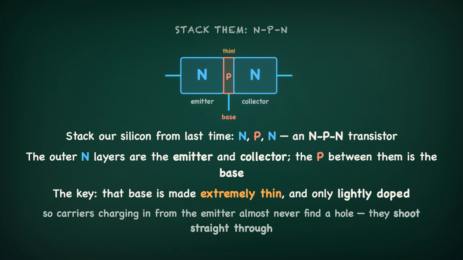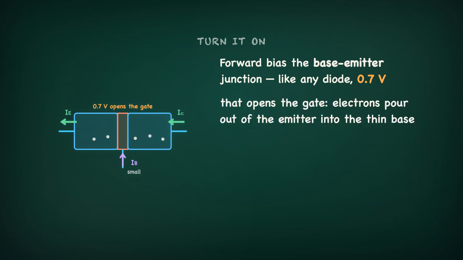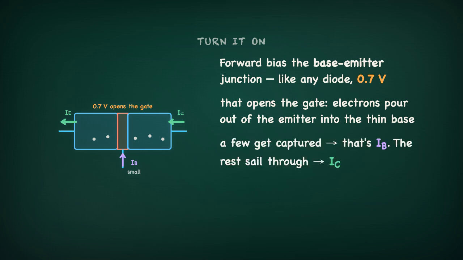Let's turn it on. Forward bias the base emitter junction. Same as any diode, you need about 0.7 volts. That opens the gate. Electrons pour out of the emitter into the thin base. A few get captured, and that becomes the base current. But because the base is so thin, the vast majority sails straight on through to the collector.